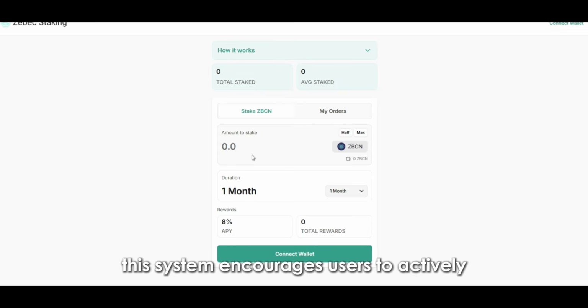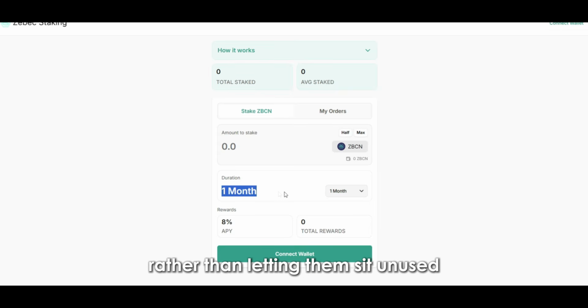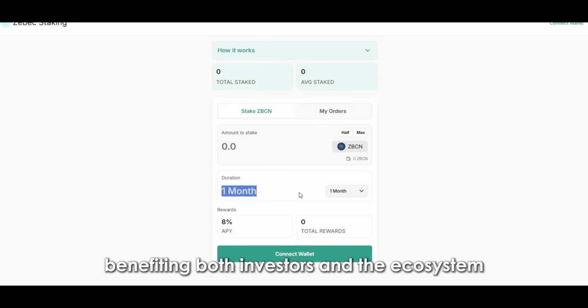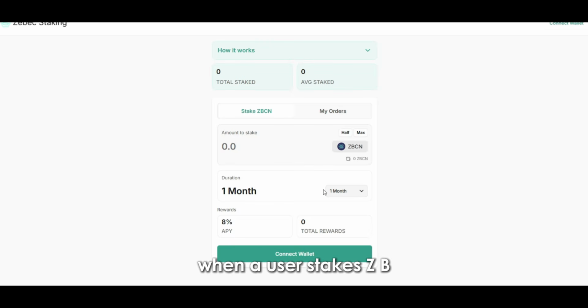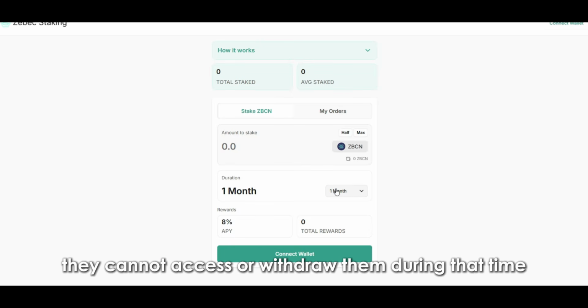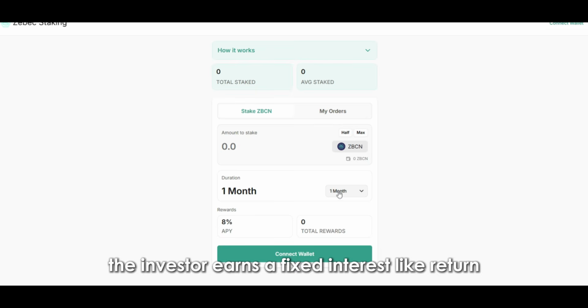This system encourages users to actively engage with their coins rather than letting them sit unused, benefiting both investors and the ecosystem. Staking works on a simple lockup principle. When a user stakes Zbcn tokens for a set period, they cannot access or withdraw them during that time. However, because the tokens are active within the system, the investor earns a fixed interest-like return.